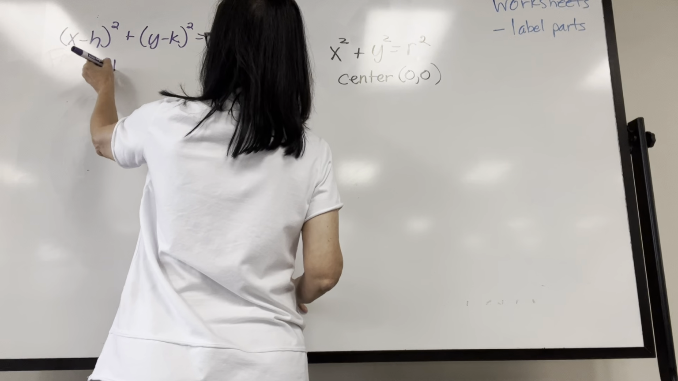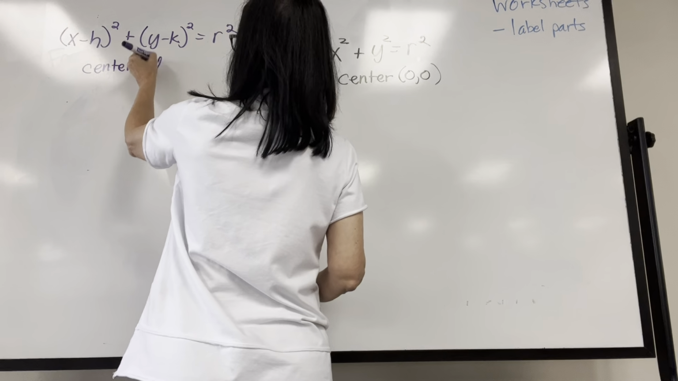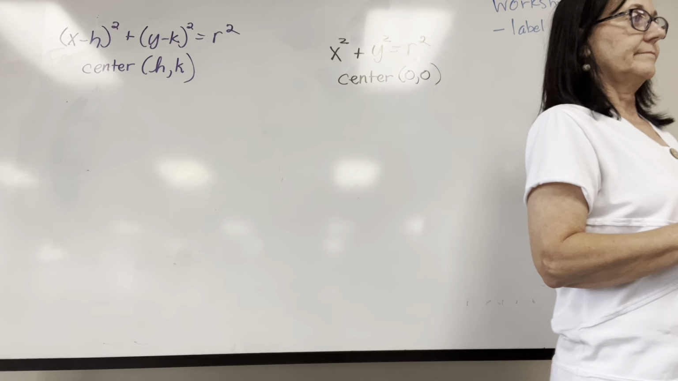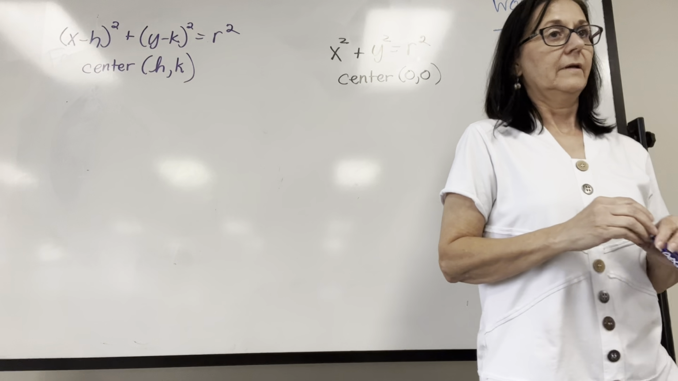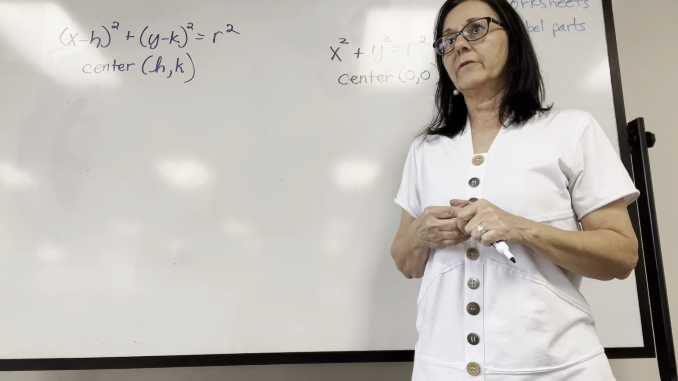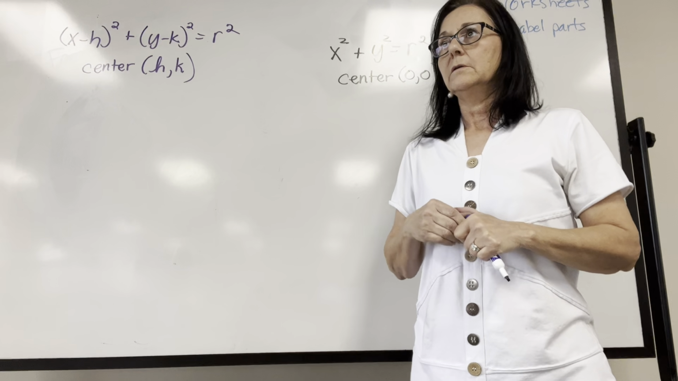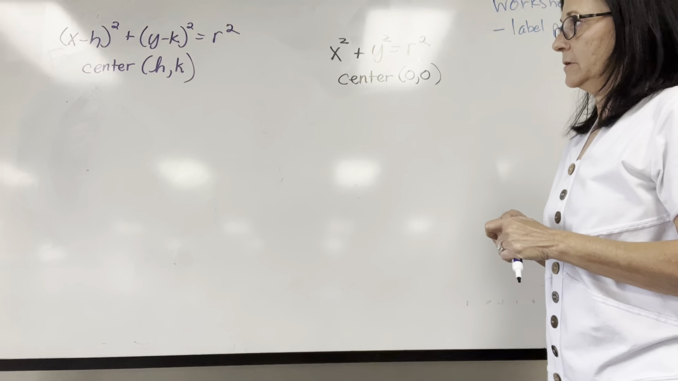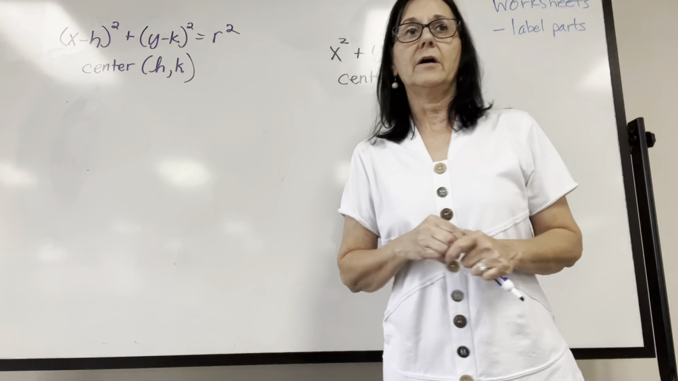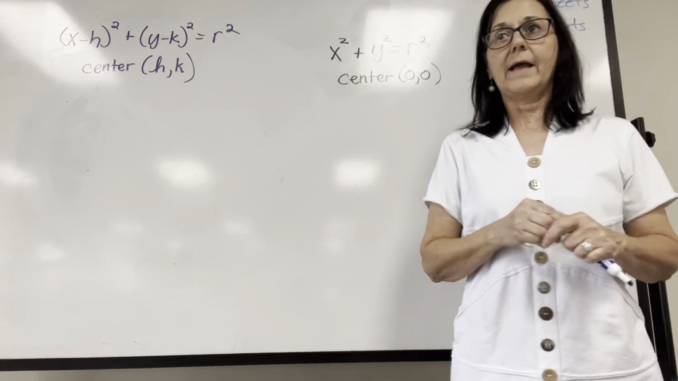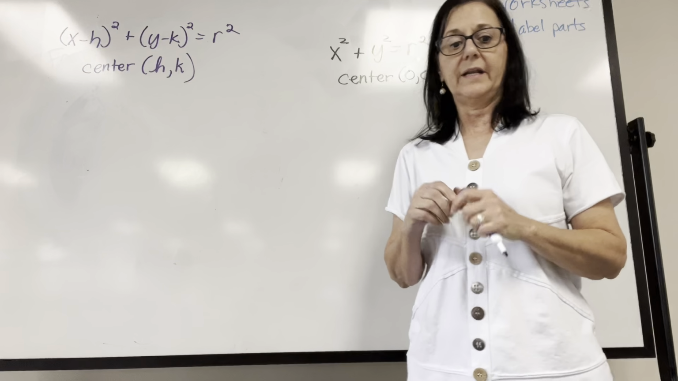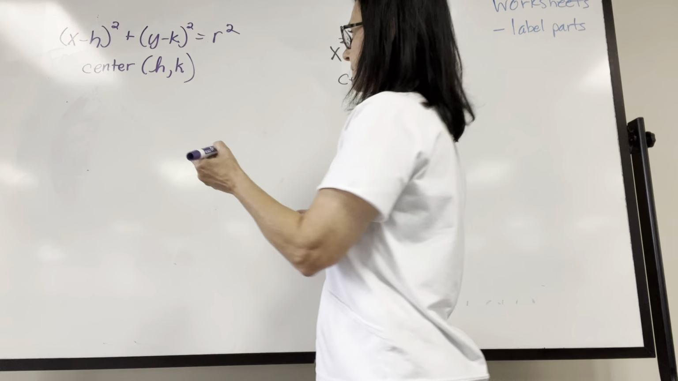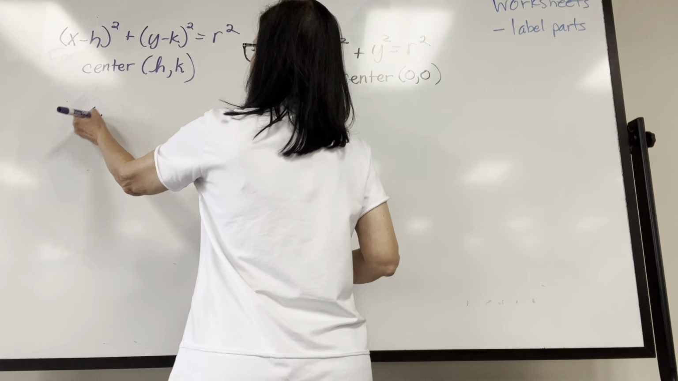Now your center is at the values of H, K. This is true with all equations that have a center. So that could be an ellipse, a hyperbola, a parabola. The center is always that H, K value when it has been shifted or moved. All right, so let's just write a couple of these.